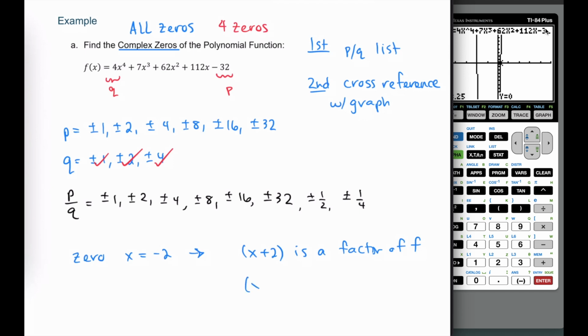Since it's a factor, we can divide that factor out. We know that it's going to divide in evenly. And when we divide it out, what we get as a quotient would be another factor of f.